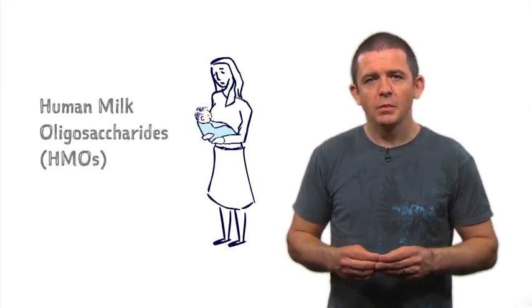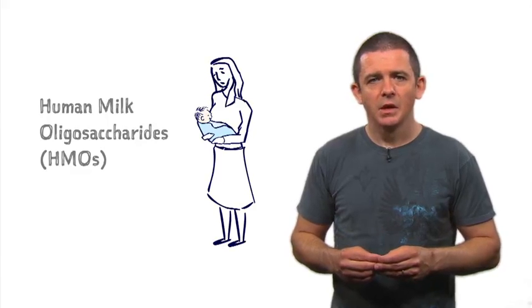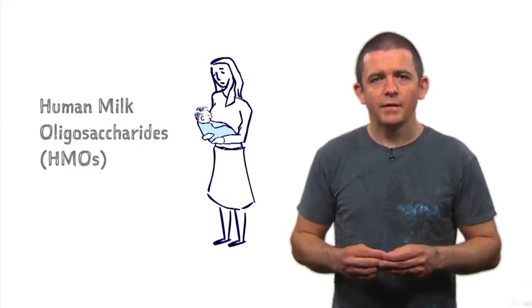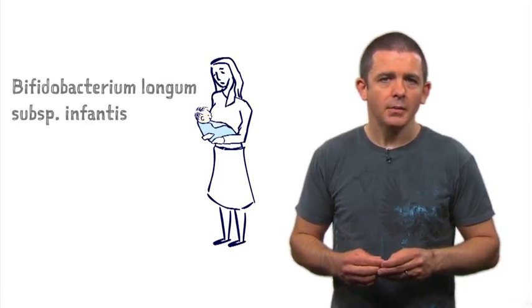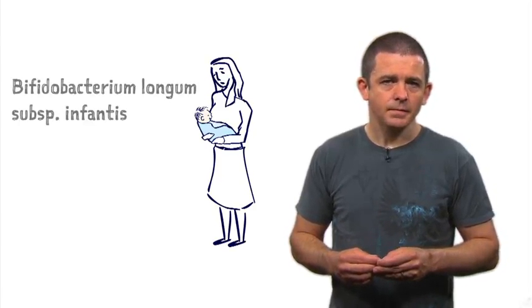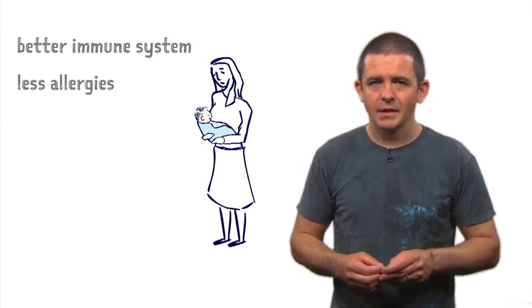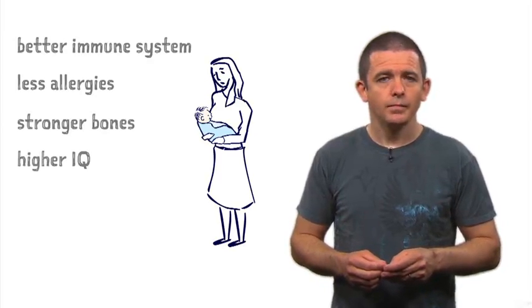Human mothers produce human milk oligosaccharides, or HMOs, which are completely indigestible by children. And the cost of producing these is 1/5 the cost of the milk. What these HMOs do is provide a growing surface for a special bacterium called Bifidobacterium longum subspecies infantis. These are good bacteria and can only grow when given HMOs. And the consequence of having these bacteria in your growing gut, we are now discovering, is a better immune system, less allergies, stronger bones, and higher IQ. Human mothers have evolved an evolutionary pact with bacteria to help their children grow healthy and strong.